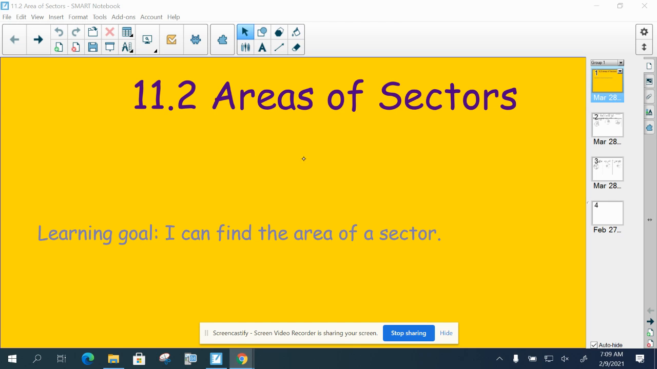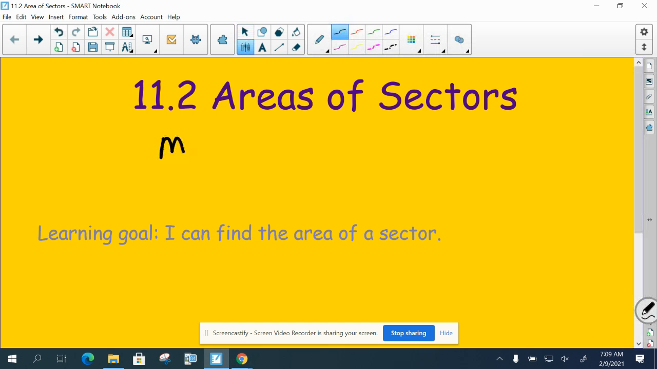So yesterday we learned the area of a sector formula, which is the measure of the arc divided by 360. And remember that this gives you the fraction of the circle that you're trying to get the area of, and then multiplied by the area of a circle, pi r squared. So for this lesson, finding the actual area of the sector is not hard.